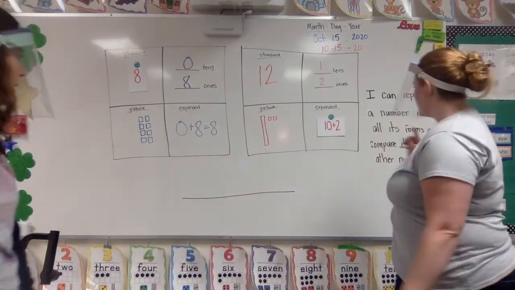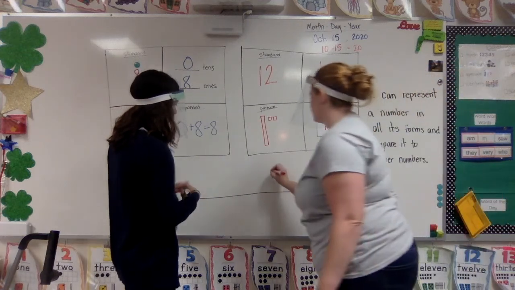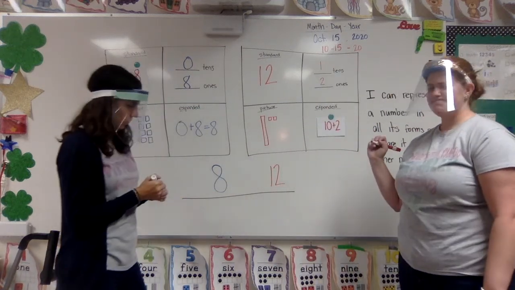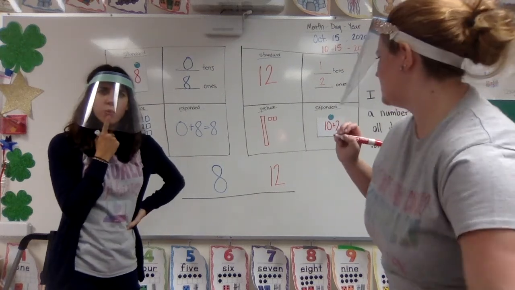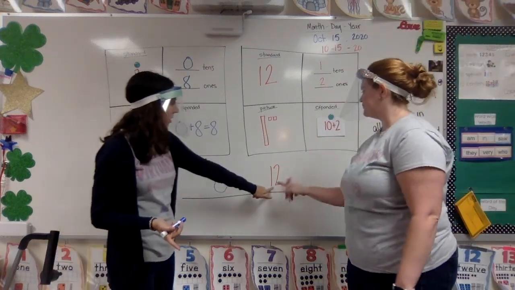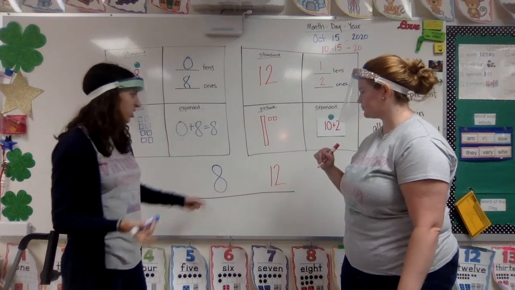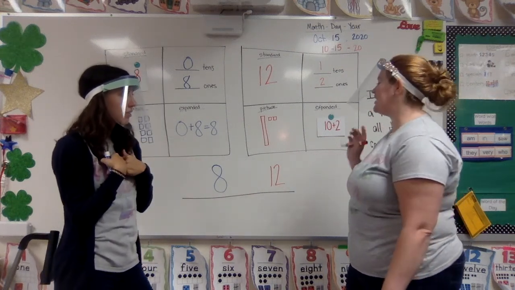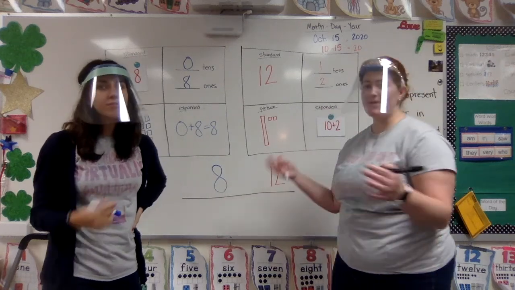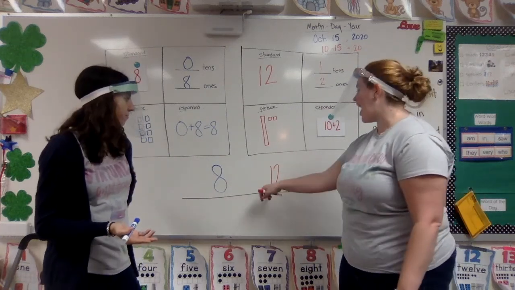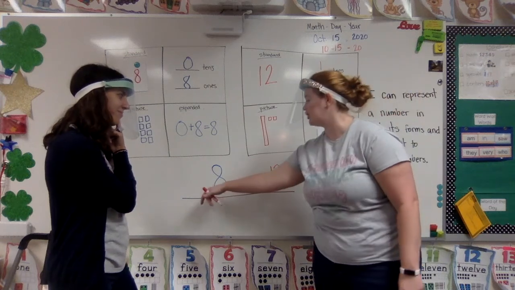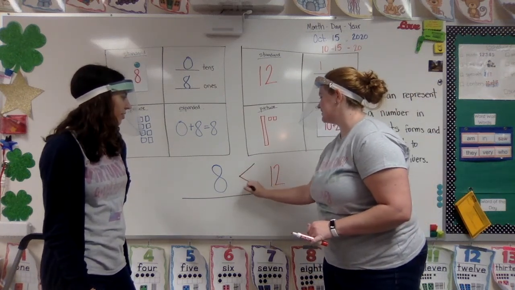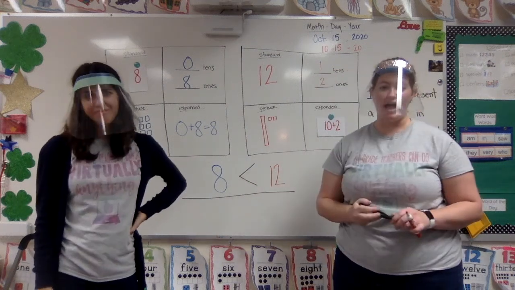Well, Miss Lime, if we were comparing our numbers, so I have 8 and I have 12, what comparison symbol? Well, I'm noticing that you have a number in the tens place and I don't. So your number would be greater than mine. That's right. Even though 8 is a bigger number than 2, I have a number in the tens and you do not. So we would say 8 is less than 12.